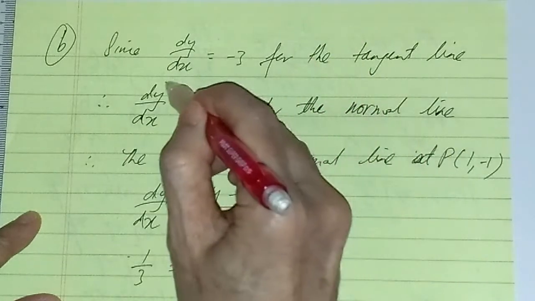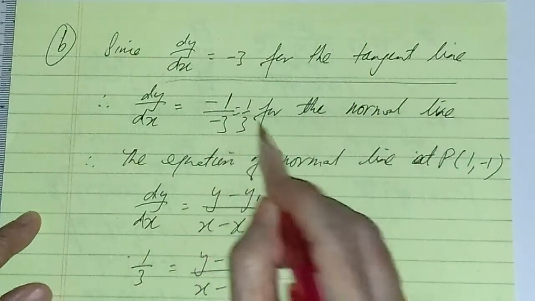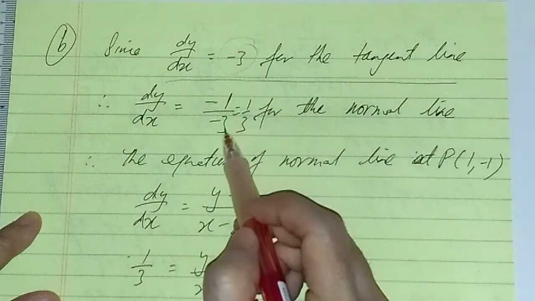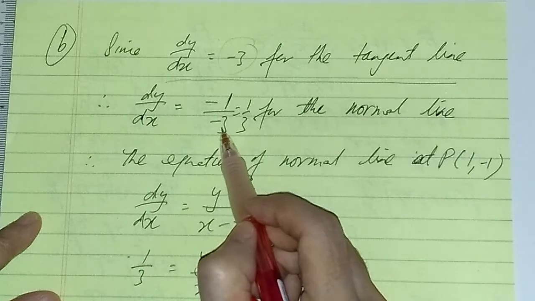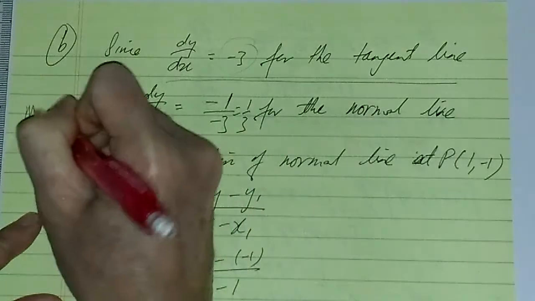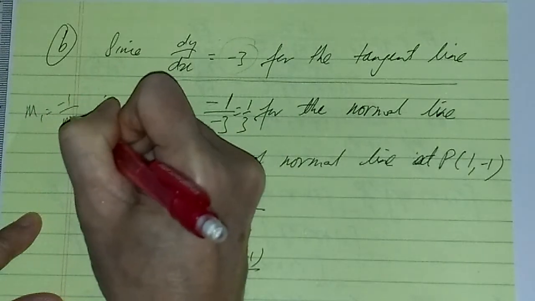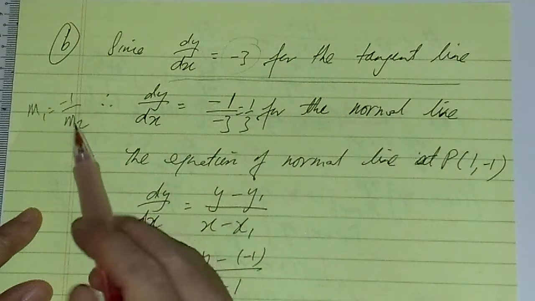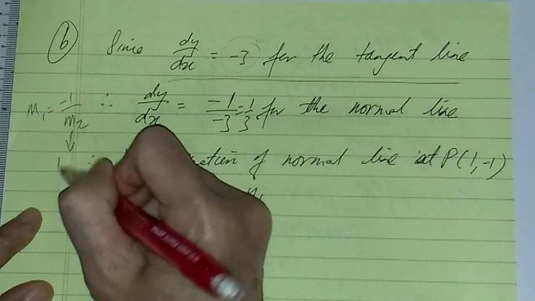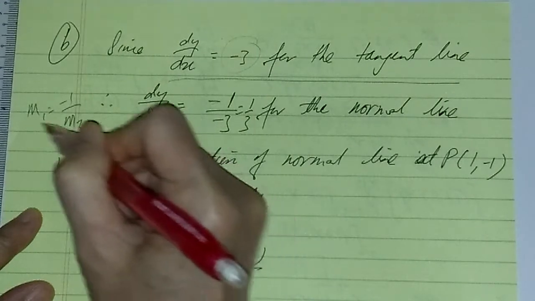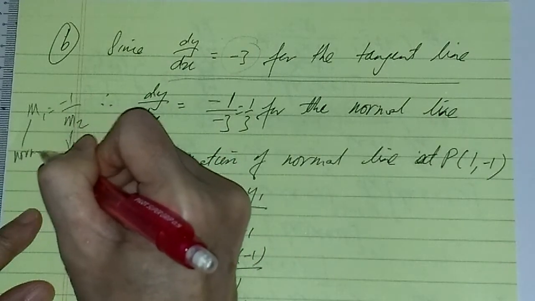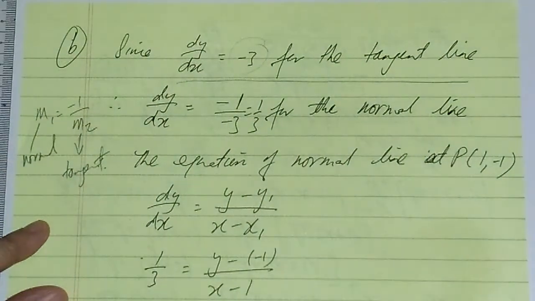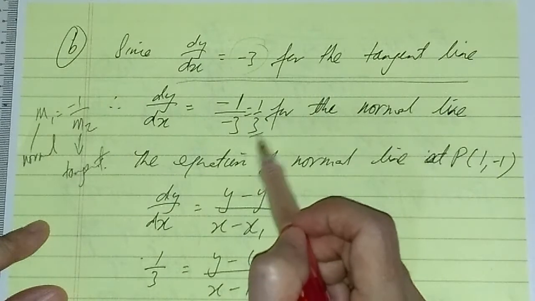So this is for the tangent. The normal will be minus 1 over the tangent gradient, so minus 1 over minus 3. If you remember this formula, m1 equals minus 1 over m2. If this is the tangent gradient, and this is the normal gradient, we found that it's 1/3.